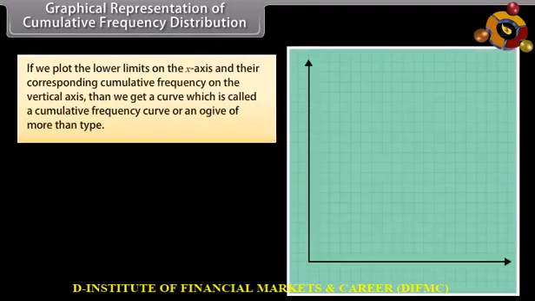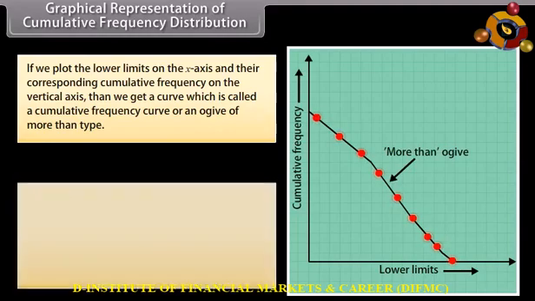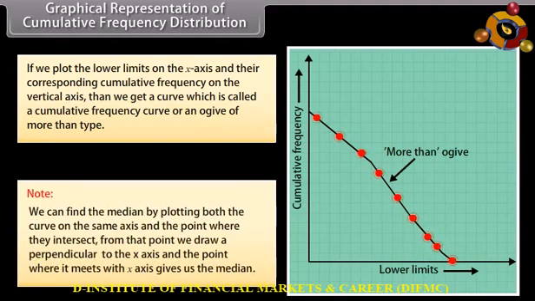If we plot the lower limits on the x-axis and their corresponding cumulative frequency on the vertical axis, then we get a curve which is called a cumulative frequency curve, an ogive of more than type. Note: we can find the median by plotting both curves on the same axis. From the point where they intersect, we draw a perpendicular to the x-axis, and the point where it meets the x-axis gives us the median.